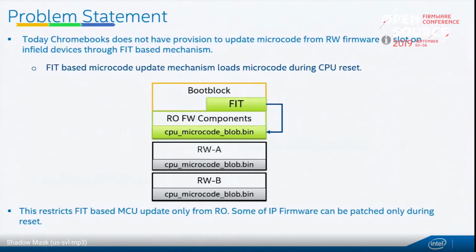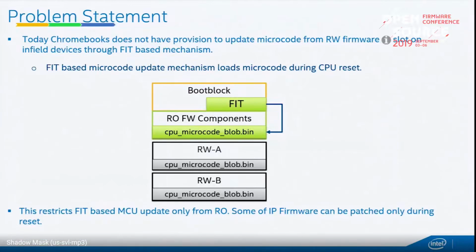Arriving at the problem statement here, the FIT is part of your boot block. The boot block is your RO section, and the FIT resides in it. And it points to the CPU microcode binary, which is part of the RO itself. So neither is your FIT capable of getting updated, nor can you update the CPU microcode block, because both of them reside in the RO section. I don't have a provision where I can update the microcode somehow, because there's no read-write section here. So this restricts my FIT-based capability to load the microcode only from the RO region, which is non-updatable.